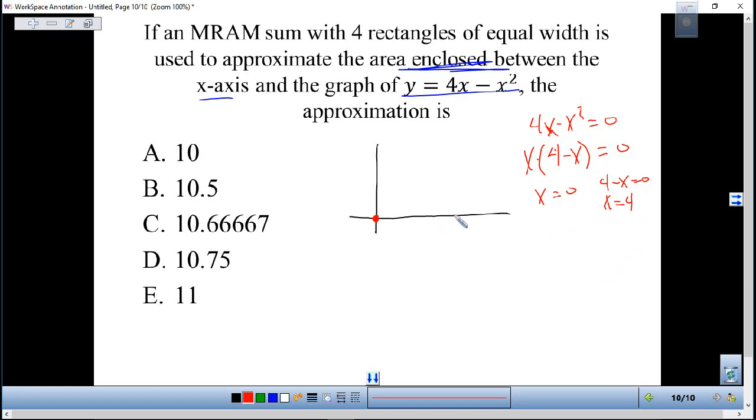So that means that over here at 4, I have the other place where this graph is going to cross the x-axis. Now, if we go back and look right here and think about what kind of graph that is, we know it's a parabola because of the x squared, and with the negative we know it's going to open down. So it's going to look kind of like this. Wow, that's awful. Let me try that one again.